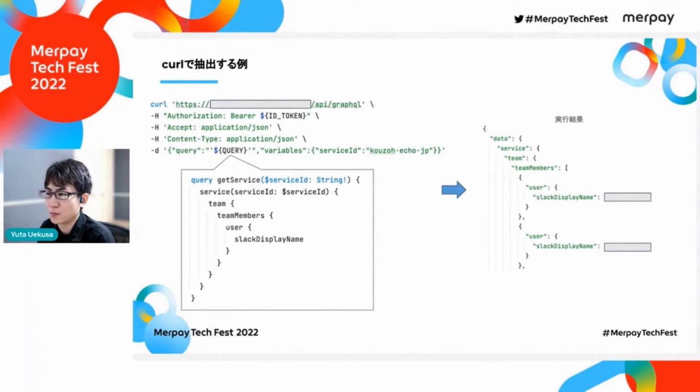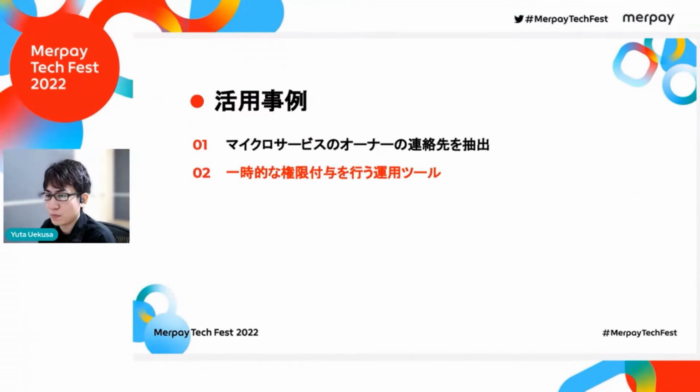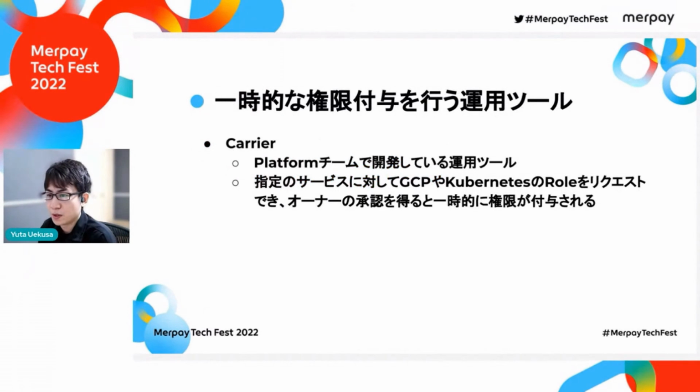Second is an example of a systematic use of the system. Merpay uses a tool called Carrier for temporary authorization. Carrier is a tool developed by the platform team that allows users to request DCP or Kubernetes roles for a given service. When the service owner approves the request, a temporary authorization is granted. This is used when there is a need to work in the production environment, for example.